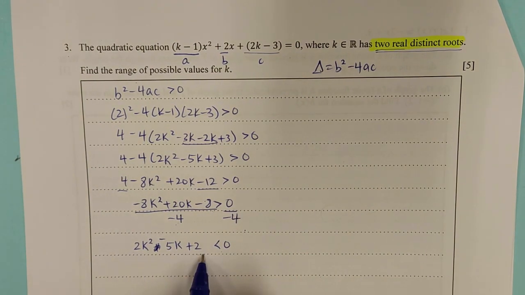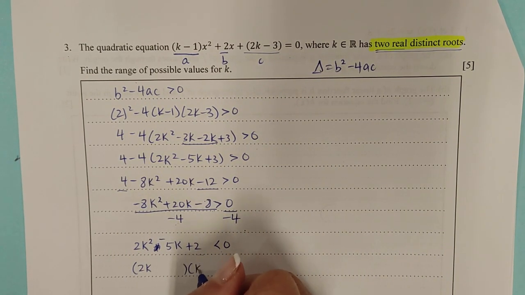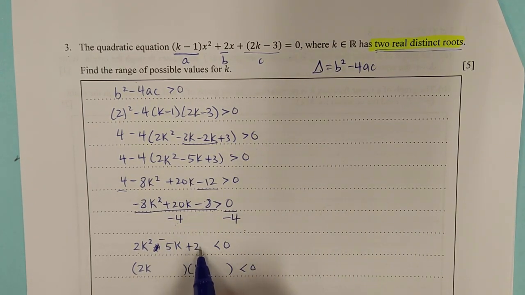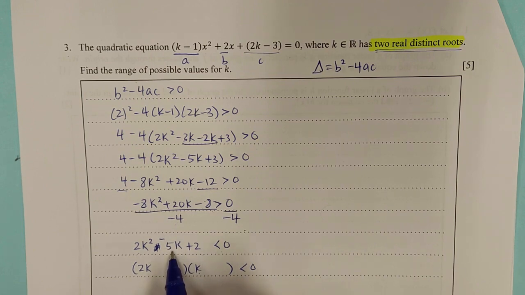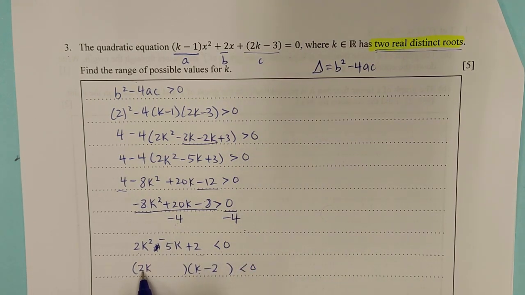From here we can factor our expression on the left-hand side. So 2 is a prime number, so I know that my factors must contain 2k and k. Then I'm going to look at this constant value of 2 and see what are the factors of 2 and how I can arrange those factors so that when I expand the expression, I get minus 5k. So I can see that if I put a negative 2 here, when I multiply 2k by negative 2, I'm going to get minus 4k. And then minus 2 times minus 1 gives us positive 2. And so that minus 4k would combine with the minus 1k to give us minus 5k. So these are my factors.